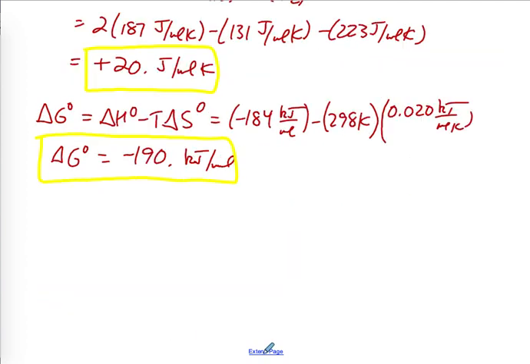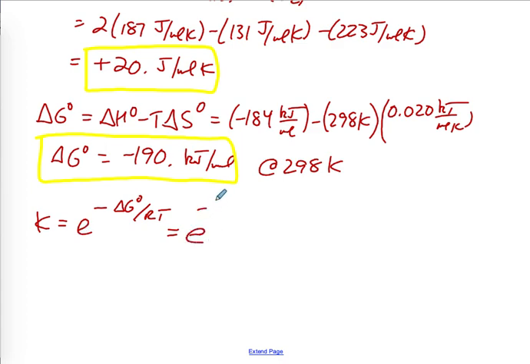Now to calculate K, because we calculated delta G naught at 298 Kelvin, notice that temperature was involved here, so this is at 298 Kelvin. Delta G naught is a function of T. We can simply do K equals e to the negative delta G naught over RT, which is equal to e to the negative 190 kilojoules per mole divided by the product of the gas constant, 8.3145 times 10 to the negative third kilojoules per mole Kelvin, times my temperature of 298 Kelvin.